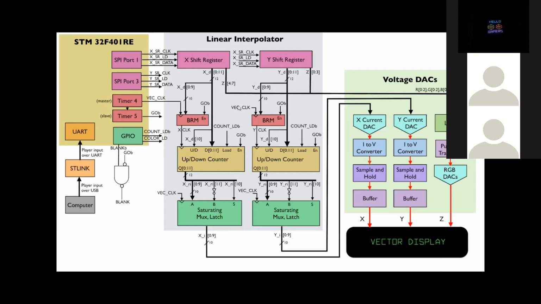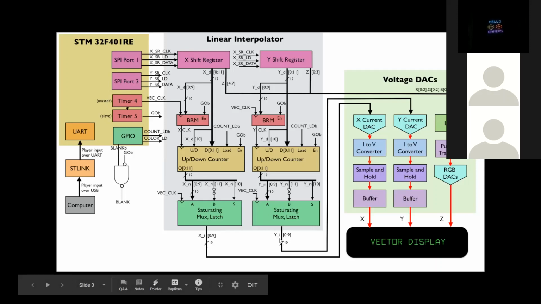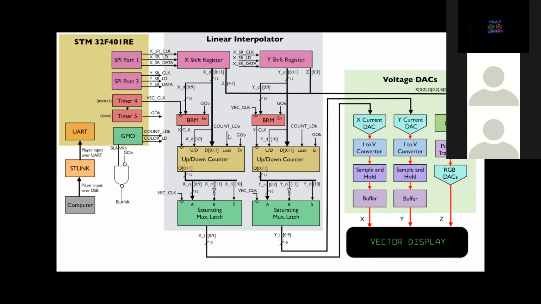And so one way the linear interpolator can work is you can directly load a position. You can directly set the output numbers, and that's good for like initialization. But then if you want to be exciting, what if you actually want to draw a vector? Well, that uses these binary rate multipliers.